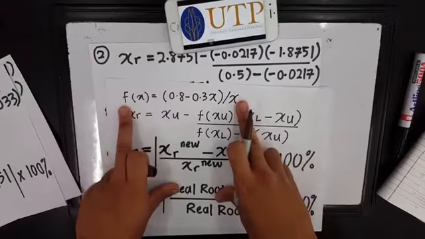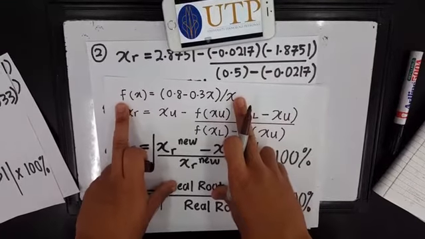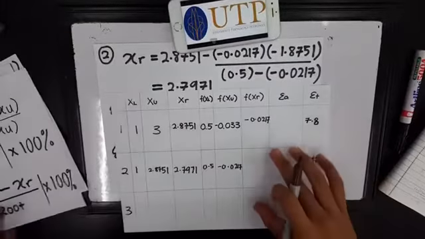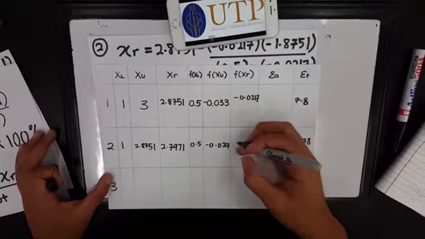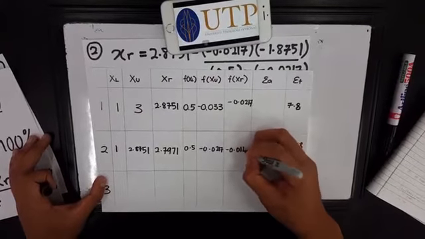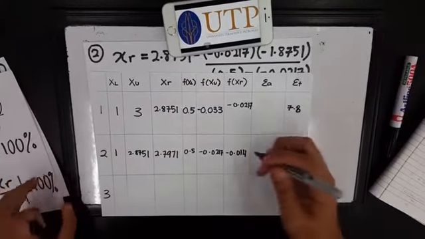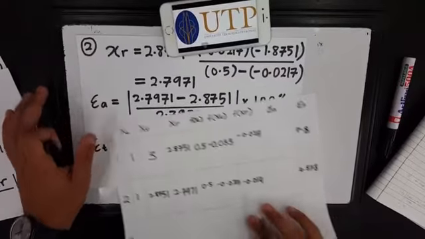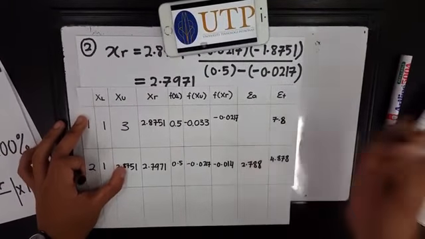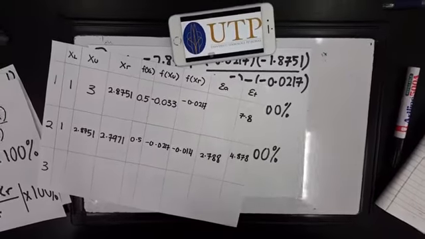Now for the value of FXR, we will follow the same step, which is we substitute XR into the main formula, the main equation, which is this one. So we'll obtain the value for FXR, that is negative 0.014, and not to forget the value of EA, which is 2.788.